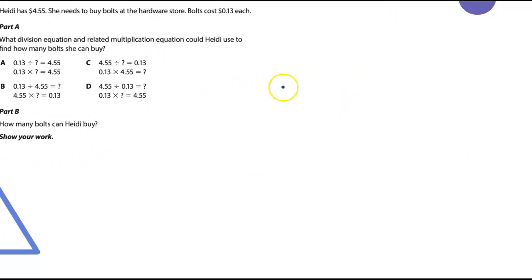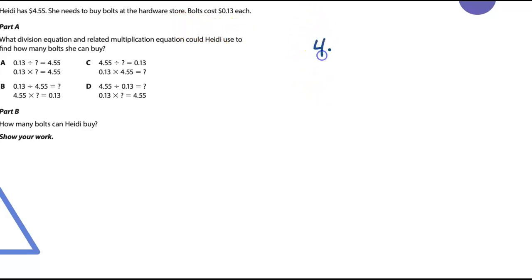The next problem. Okay, it says Heidi has $4.55. She needs to buy some bolts at a hardware store, and the bolts are 13 cents each. Part A asks us which division equation and related multiplication could Heidi use to find how many bolts she can buy. Well, I've got two numbers up here. Typically, my dividend is larger than my divisor.